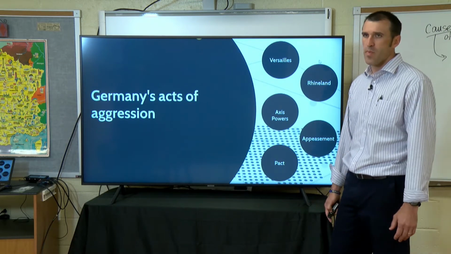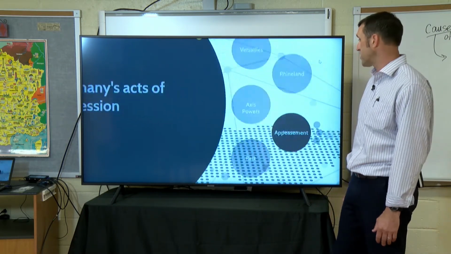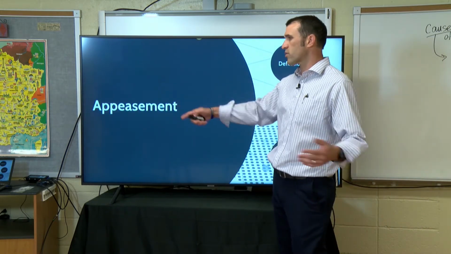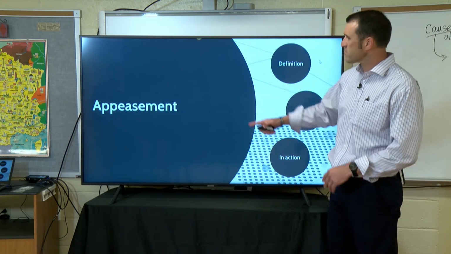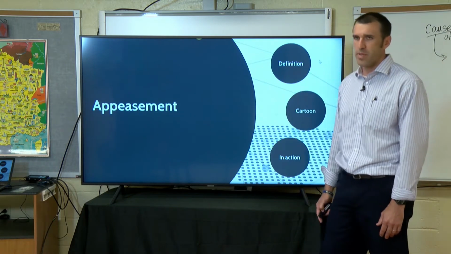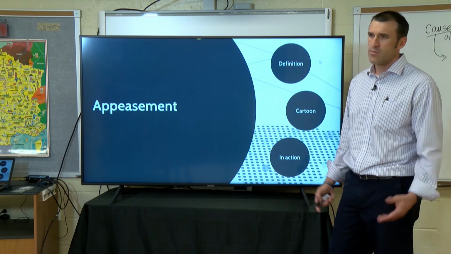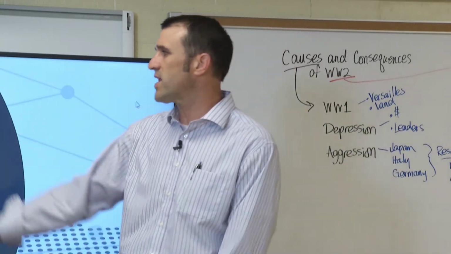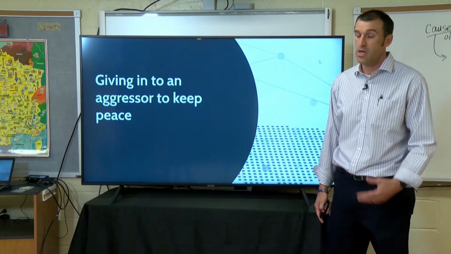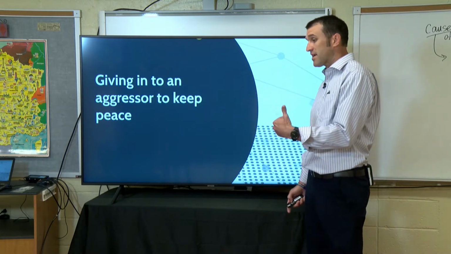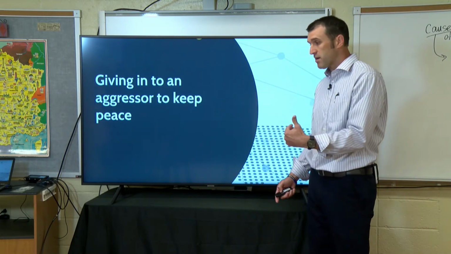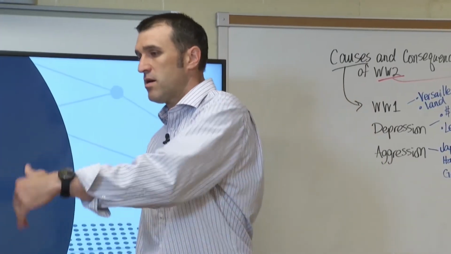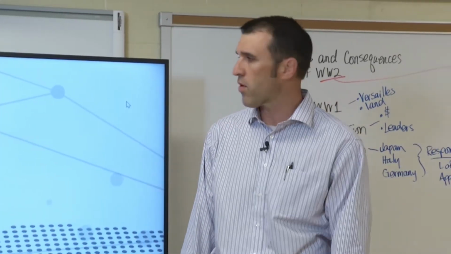So what was the world's response? Well, we know what the League of Nations did: ineffective. The response of the nations of the world, particularly Britain and France, was this idea of appeasement. That was their response to all these acts of aggression. Well, what is appeasement? Appeasement is giving in to an aggressor to keep peace. So I'm going to give in to Italy or Japan or Germany in order to keep the peace and prevent a further war from happening.